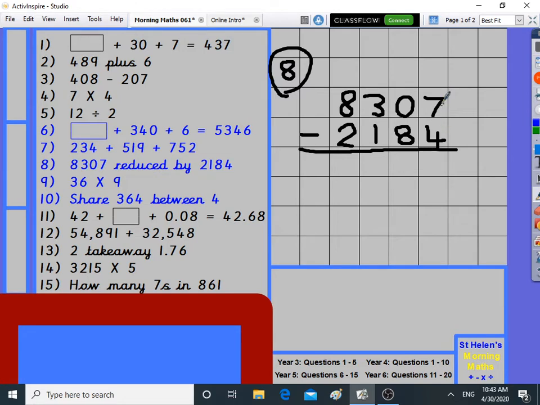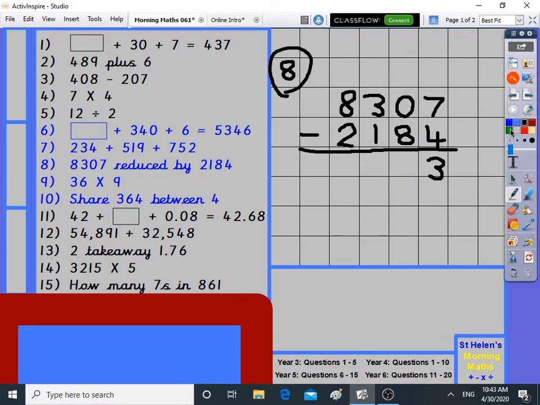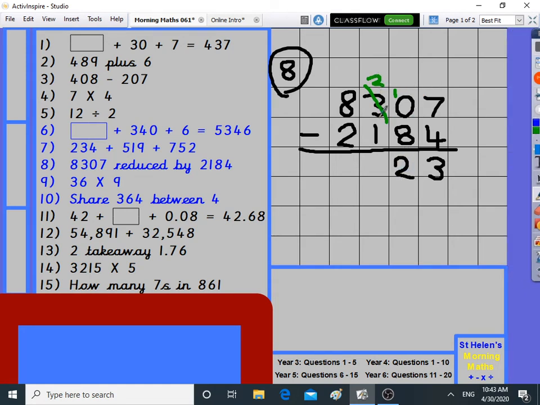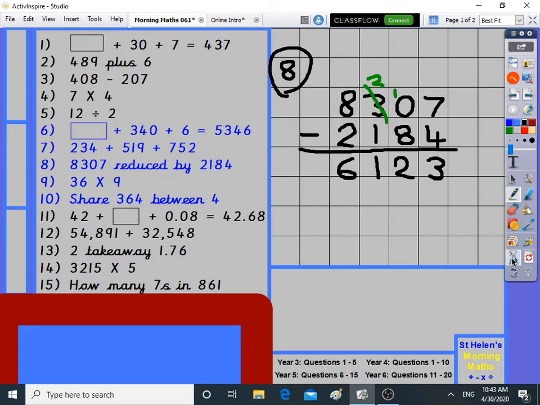7 take away 4 is 3. 0 take away 8, you can't do. You need some help from this 3. Borrow from the 3, goes down to a 2. 1 comes over here. So 10 take away 8 is 2. 2 take away 1 is 1. 8 take away 2 is 6. So we have 6,123. I'll just check over quickly to make sure I'm happy with that, make sure it's right. And then I'll be moving on to number 9.